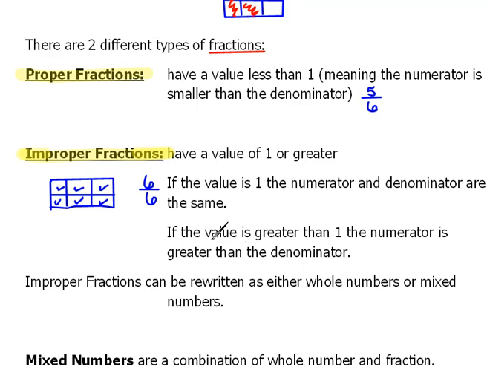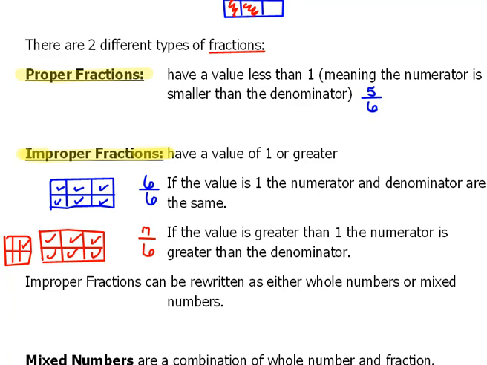Now also, if the value is greater than 1, this means that the numerator is bigger than the denominator. So for instance, if I had 7 over 6, this would be an improper fraction. And if we think about it again using that same rectangle idea, I would have to draw in another rectangle over here so that I could get 1, 2, 3, 4, 5, 6, 7 pieces. So this is more than an entire rectangle. It's a rectangle and a little bit more.